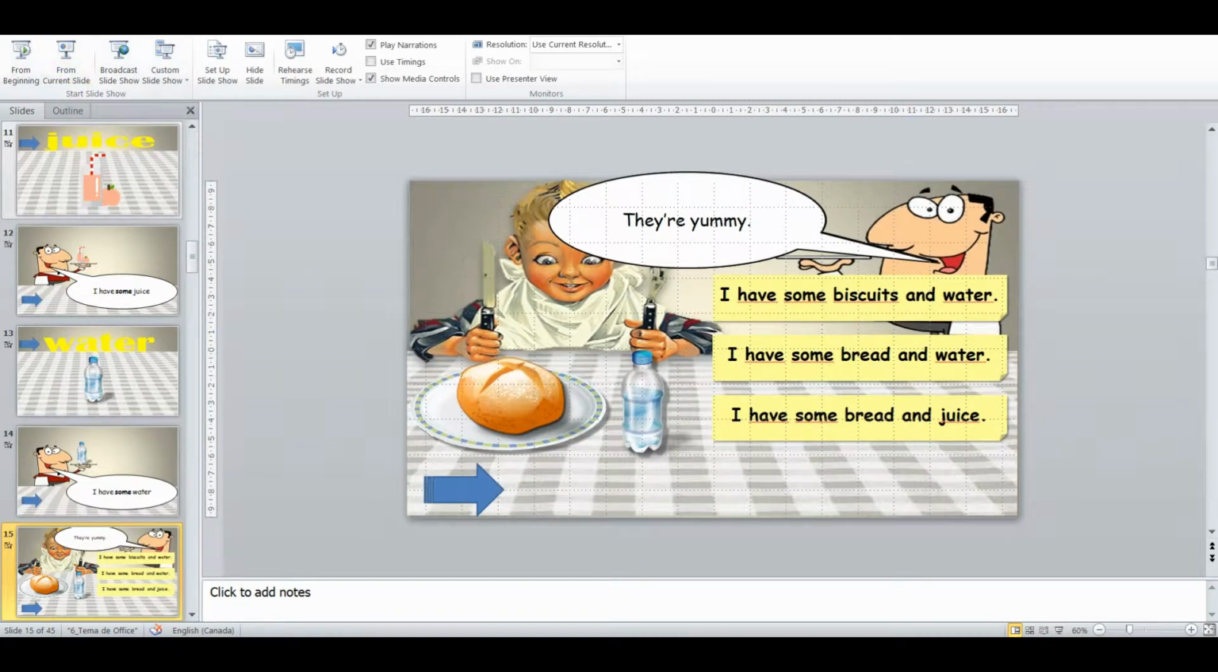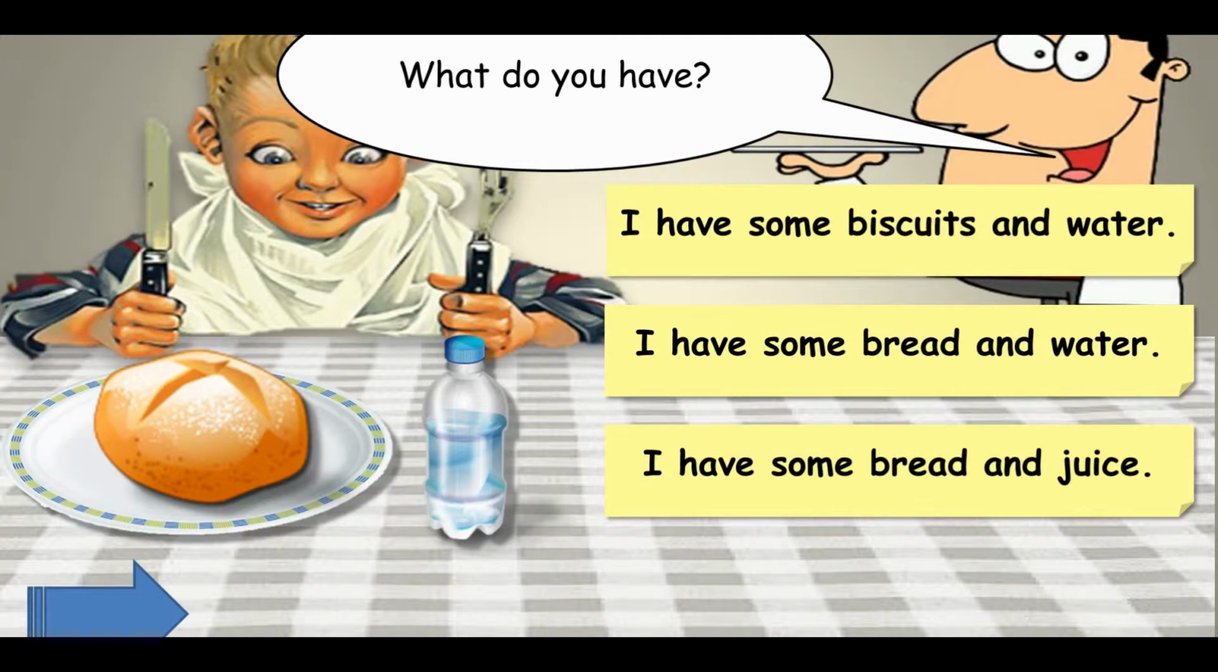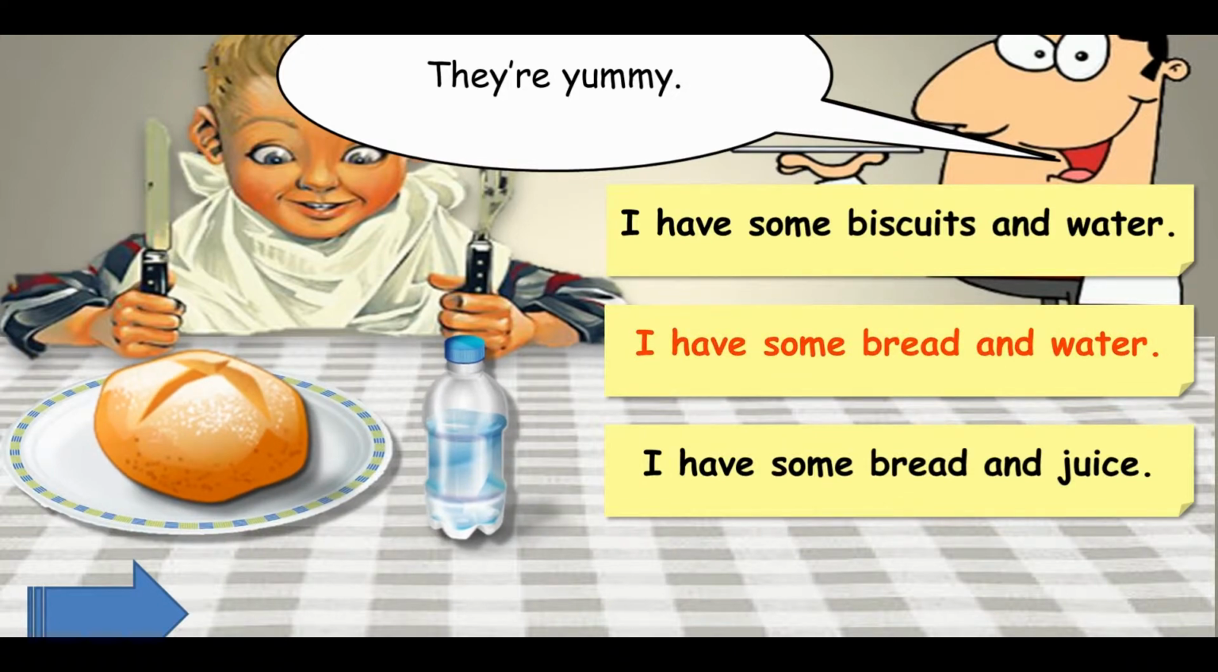So they have to look at the meal in front of the child, and they have to tell me what the actual small meal is. So I have some bread and water.